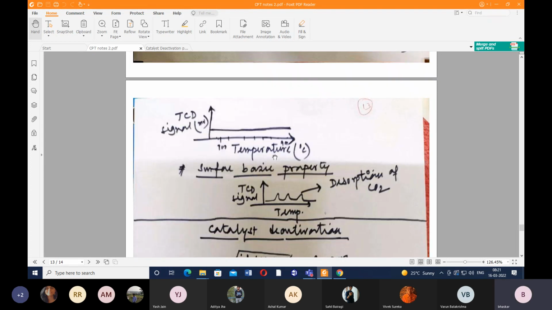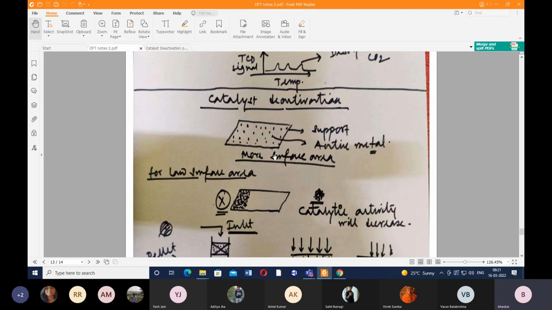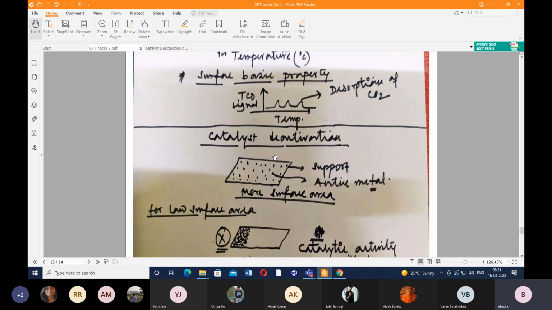So now coming to the concept of catalyst deactivation. Can anybody tell me what is catalyst deactivation? Hopefully all of you have studied this in chemical reaction engineering by now. Varun, what is catalyst deactivation?